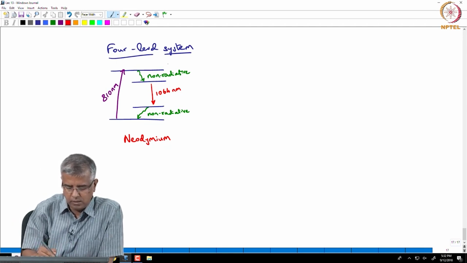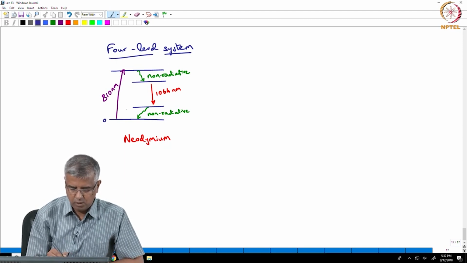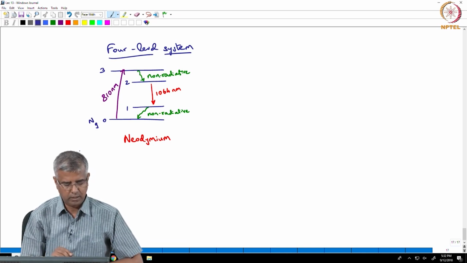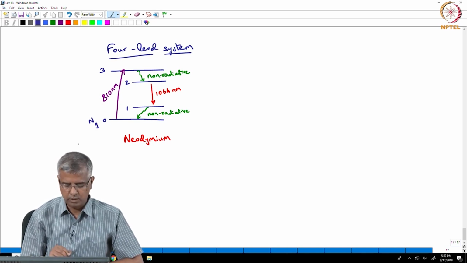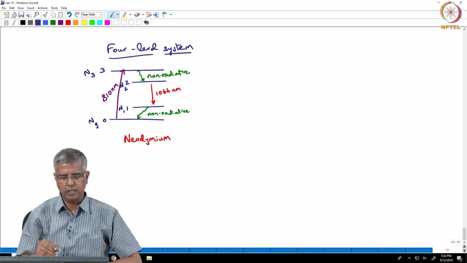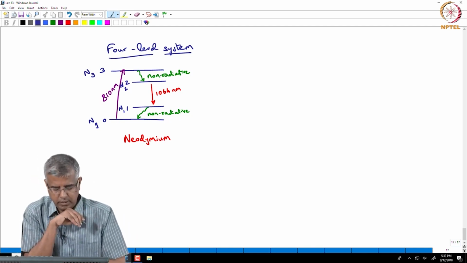One is that, if I call these levels 0, 1, 2 and 3, I will say that Ng is the number density in the ground state, N1 is the number density in this state, N2 is the number density in this excited state, and N3 is the number density corresponding to the highest energy level there.